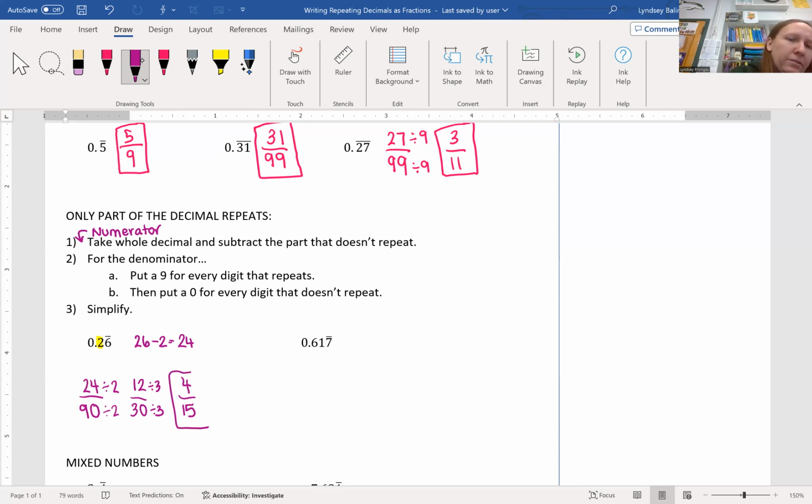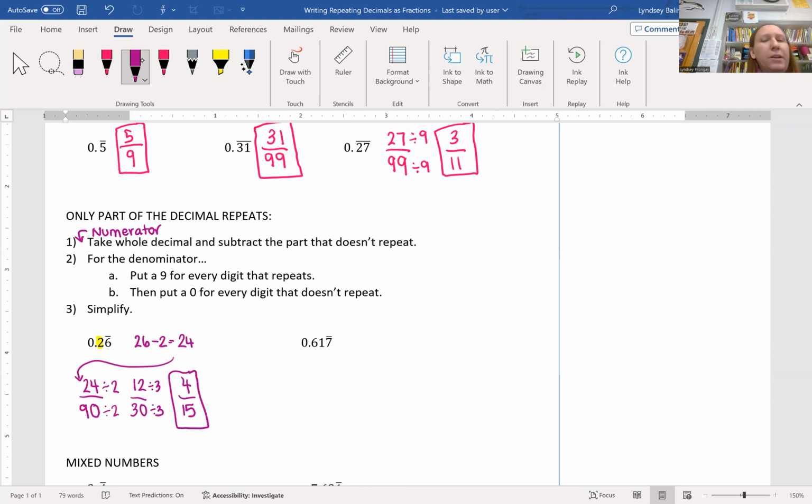Okay, so 4 out of 15. Just to go through those steps one more time, we took the whole decimal, which was 26. We subtracted the part that didn't repeat, which was 2, and we ended up with 24. That became our numerator. For every digit that repeated, just like before, we put a 9 in the denominator. We had one digit that repeated, so we put a 9 down there. We also had one digit that didn't repeat, so we put a 0 after it, and then we simplified.